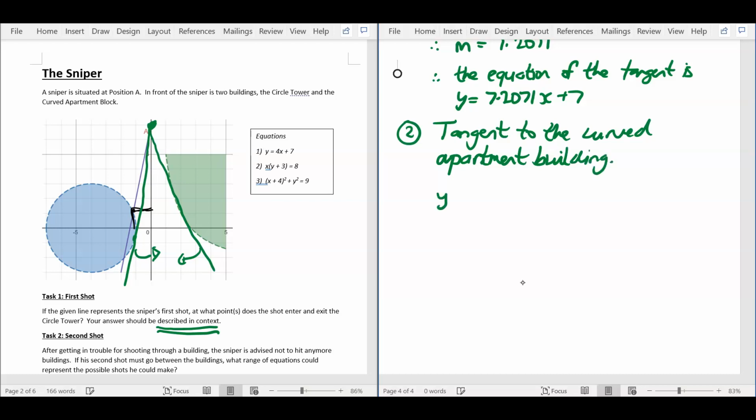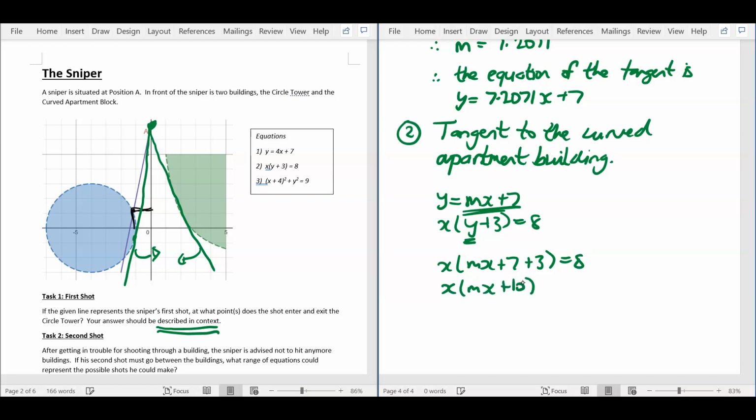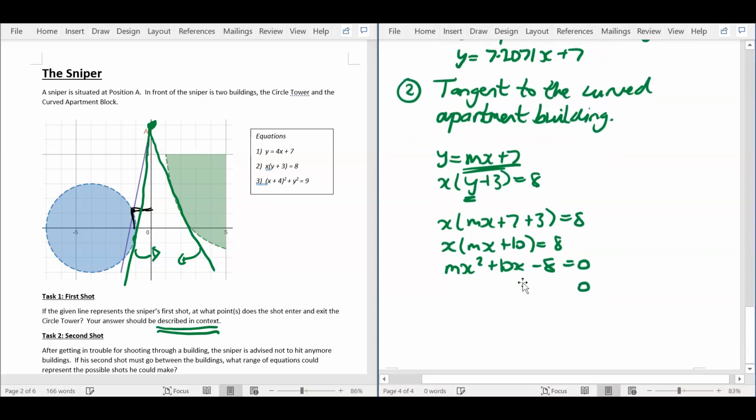So we're going to start off with the same thing. Our equation, y equals mx plus 7. We already explained where that came from in the previous part. And then the hyperbola equation, x(y plus 3) equals 8. We're now going to substitute. So we're going to take away this y here, put in the mx plus 7. So x(mx plus 7 plus 3) equals 8. And we're going to simplify the bit in the bracket: x(mx plus 10) equals 8. Expand that: mx squared plus 10x minus 8 equals 0.